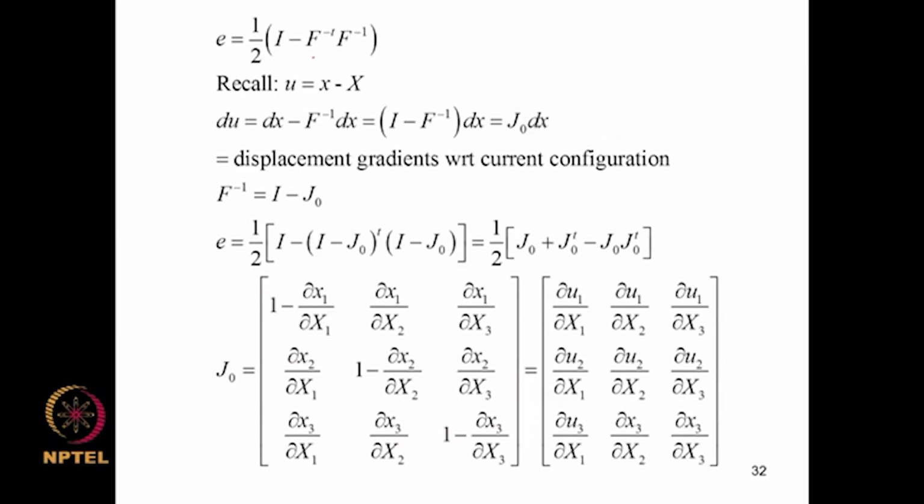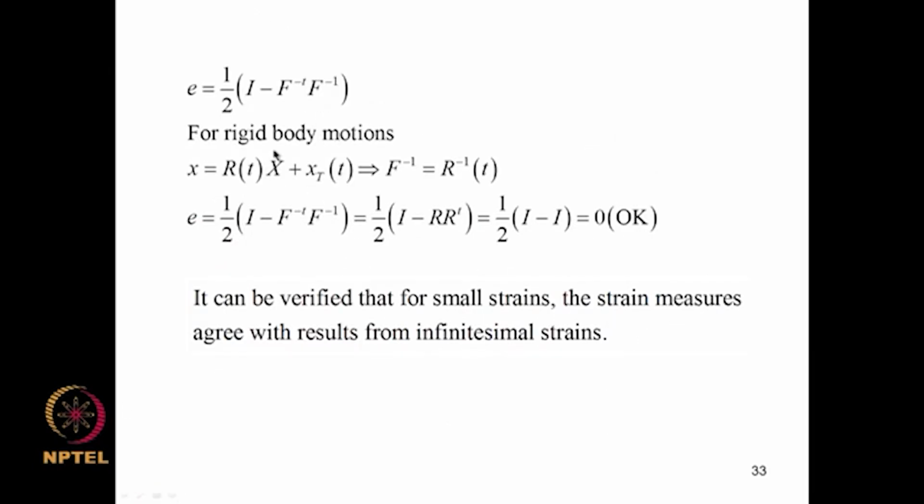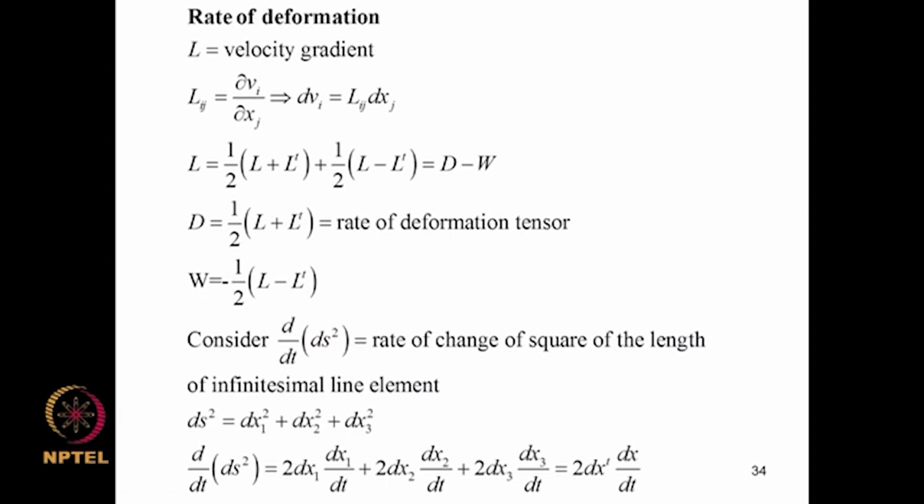Here again, if you take a rigid body rotation, we can first derive the strain components in terms of displacement, and we get e in terms of the J naught matrix as shown here. This can be verified. If you now consider rigid body motions x as R X plus x t of t, again we can show that e becomes 0, and by expanding the terms we can show that for small strains the strain measures agree with results from infinitesimal strains. So, these are two definitions of strain measure.